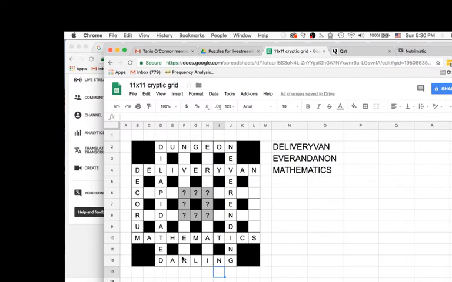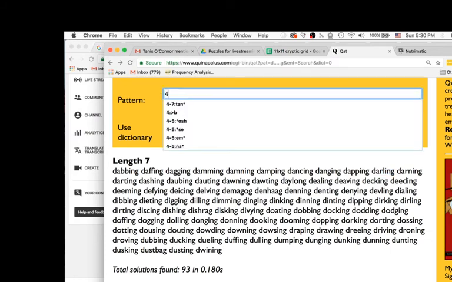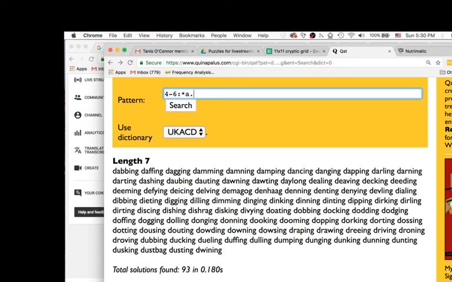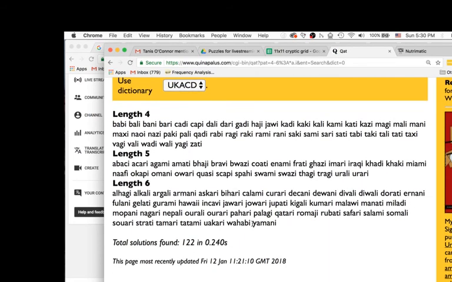If it's a four-letter word, there's things like taxi and Bali and Molly and Maxi, and there are some possibilities. If it's a five-letter or six-letter word, I'm less sure. It could be safari, it could be okapi. Let's do 4 to 6, star a dot I. This is all words that are 4 to 6 letters long. So we have a total of 122. There are fewer that are five letters, but still some.